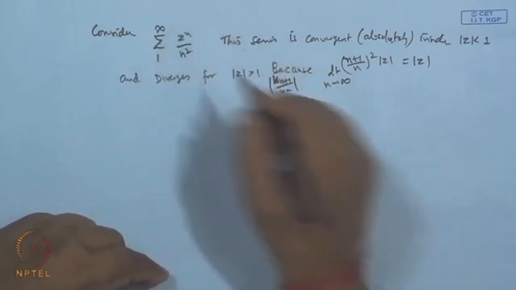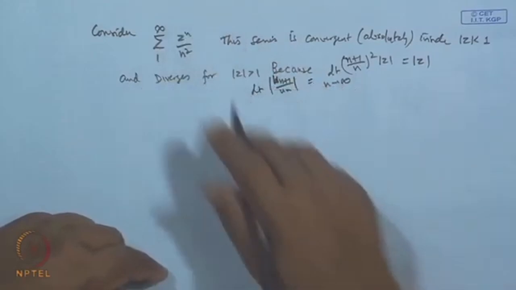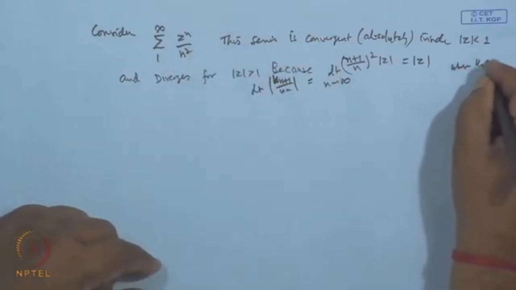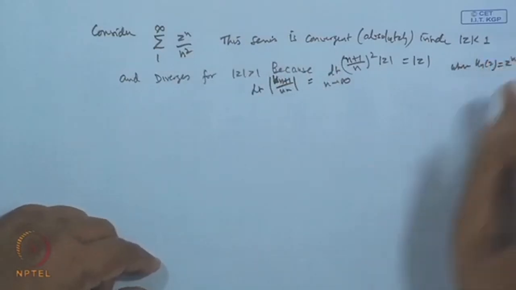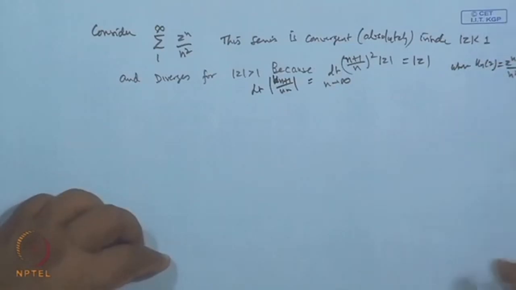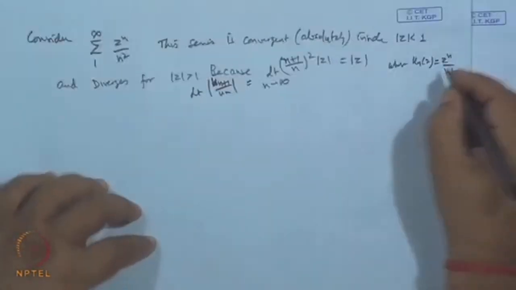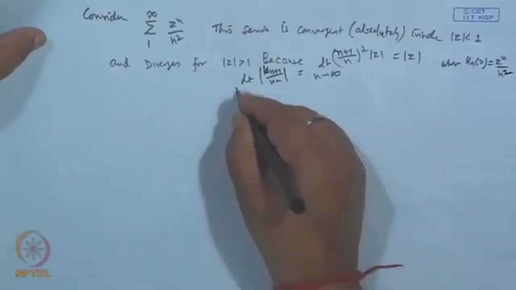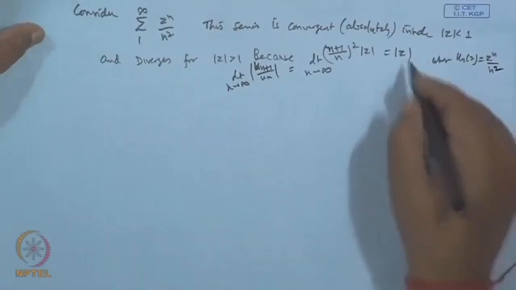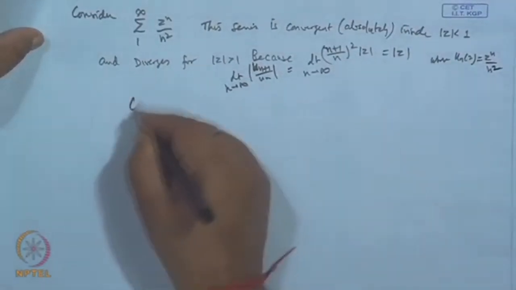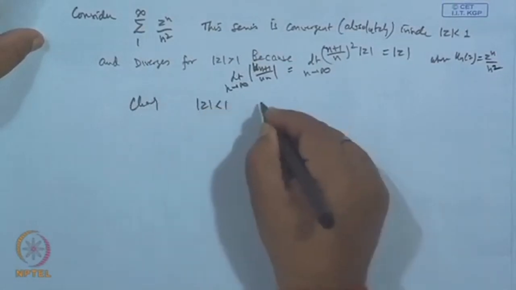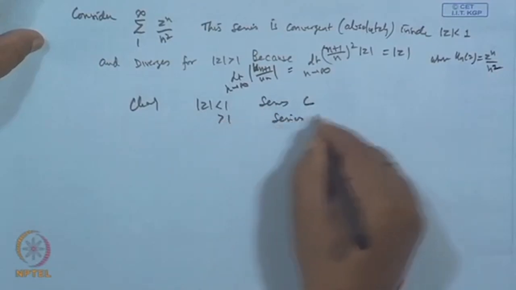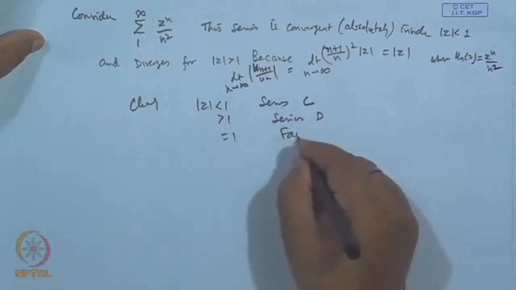This is the ratio test, u_{n+1} over u_n. Here u_n(z) stands for this function, where u_n(z) is z to the power n over n square. So if you apply the ratio test, then you are getting the limiting value to be this. Now, if mod z is less than 1, the series converges; greater than 1, the series diverges; and equal to 1, the test fails.